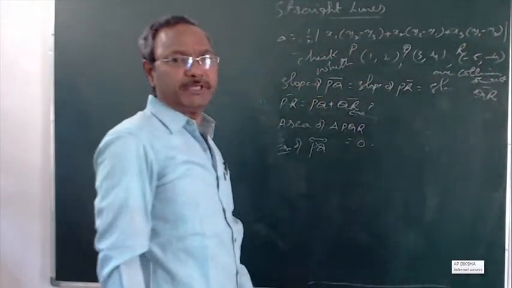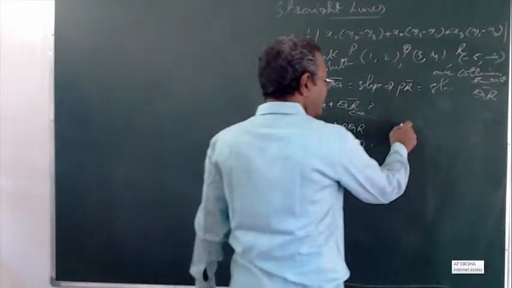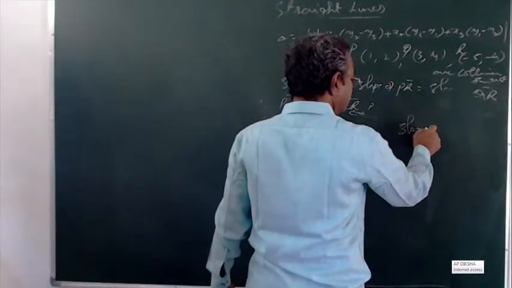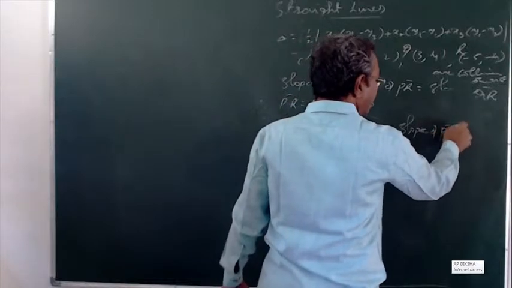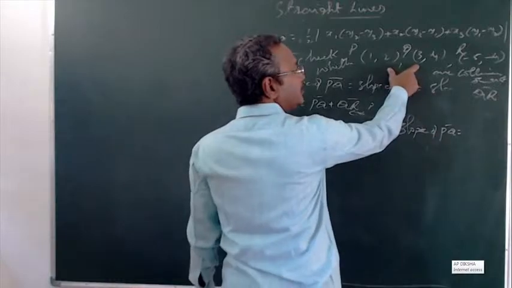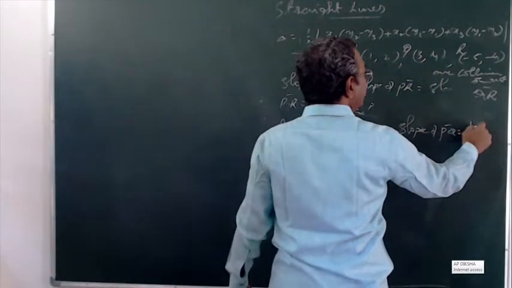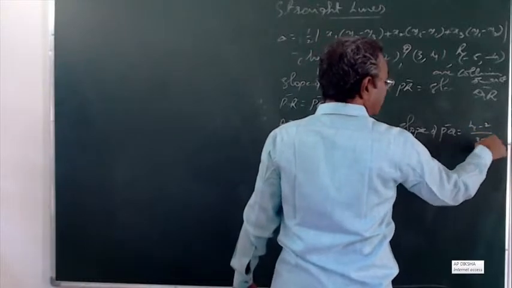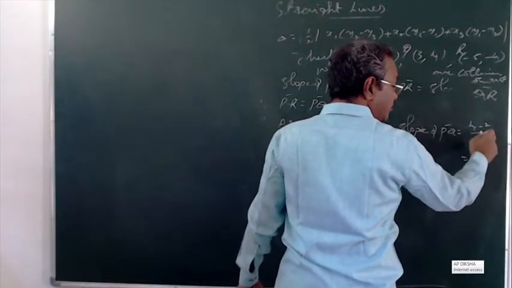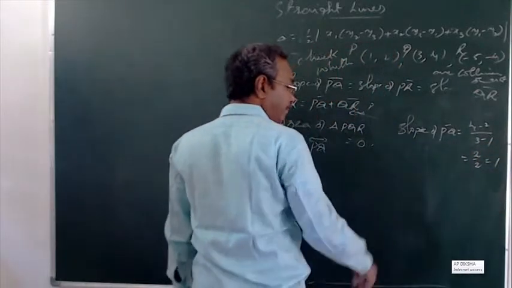What is the easiest of the methods? To find the slopes of PQ and PR. Right? What is the slope of PQ? So you know the formula for the slope of a line segment joining 2 points. The simple formula is y2 minus y1 by x2 minus x1. So it is 4 minus 2 divided by 3 minus 1. And this 4 minus 2 is 2 and 3 minus 1 is 2. So 2 by 2, which is equal to 1.